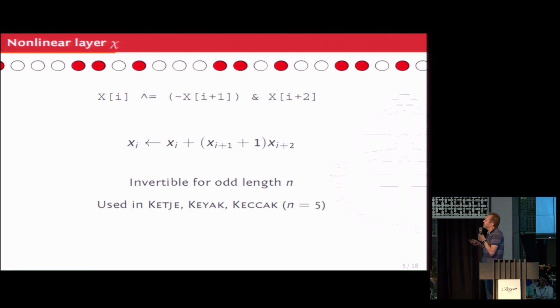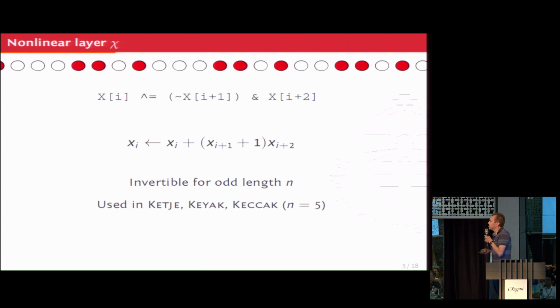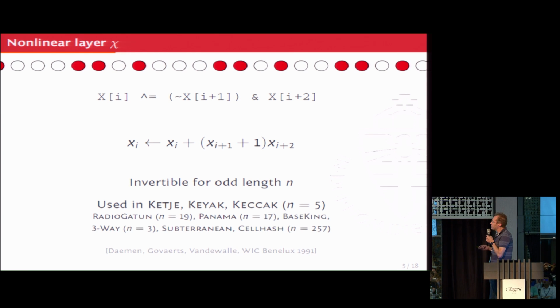So basically this nonlinear layer was used in Keccak-f, the permutation underlying Keccak, Kiak, and Ketje. I should also say it's also used in Ascon, as you learned just now. But it's much older than that. We used it in the predecessor of Keccak, RadioGatún, in Panama, which is even older, Base King, which is even more old. We go back to 1992, 3-Way, and before that, Subterranean and Cellhash, that was in 1991.